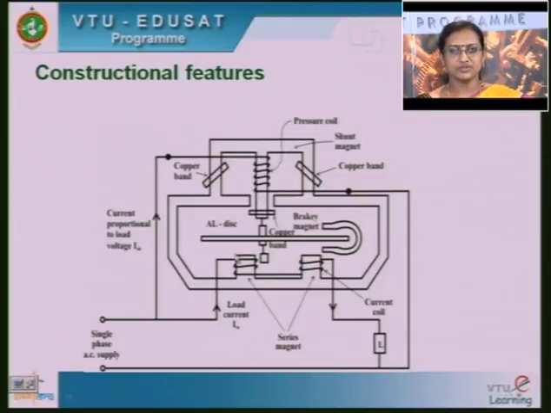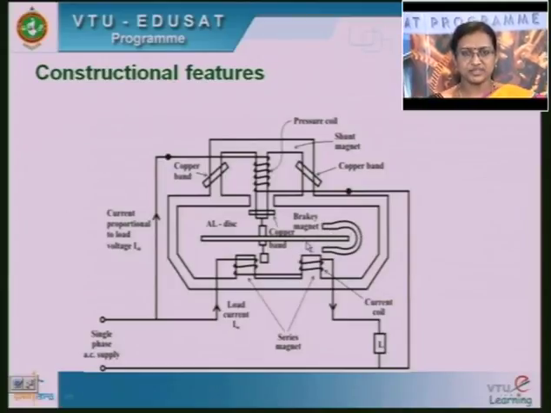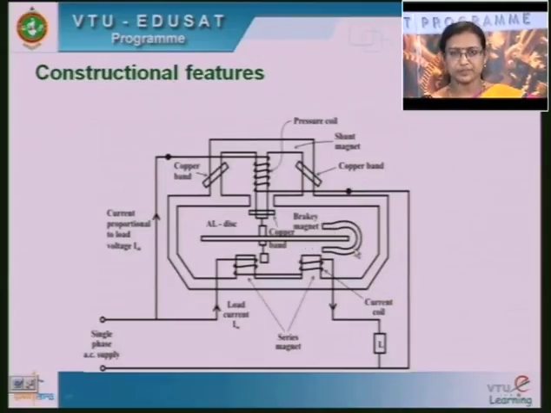Here we are using this copper shading band. Okay, it is connected here. You see the copper shading band. Here there is a light aluminum disc, and to control the speed of this disc, you are using this brake magnet. The torque produced due to the current flowing in the air gap of this brake magnet will control the speed of the disc.